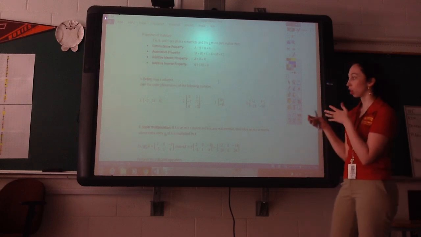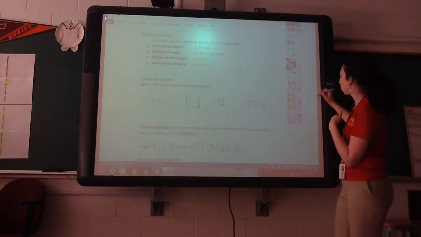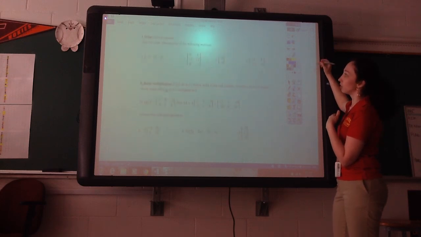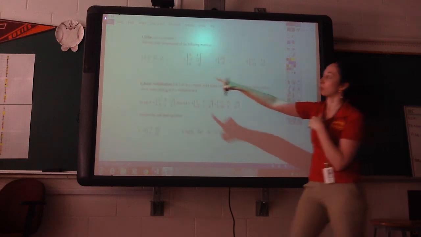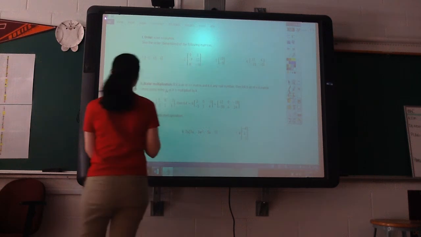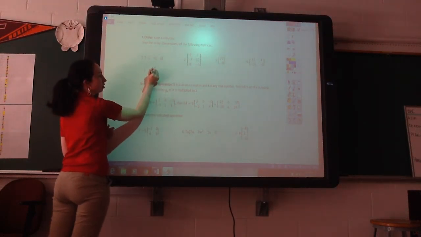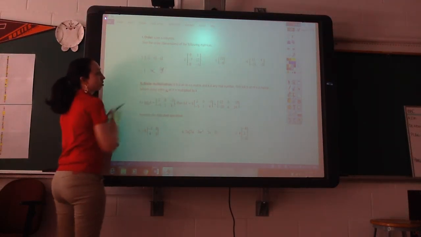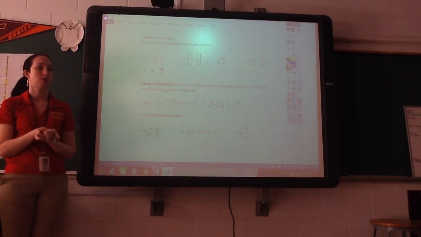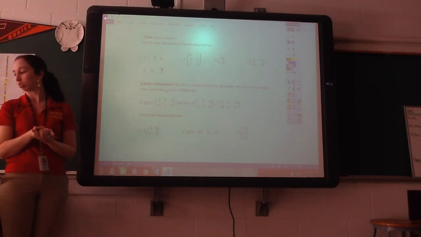So we're going to start by practicing figuring out what the order is. Remember, order is the dimensions. How many rows does this have? 1. How many columns does this have? 3. So a 1 by 3. 1 row, 3 columns. Okay.